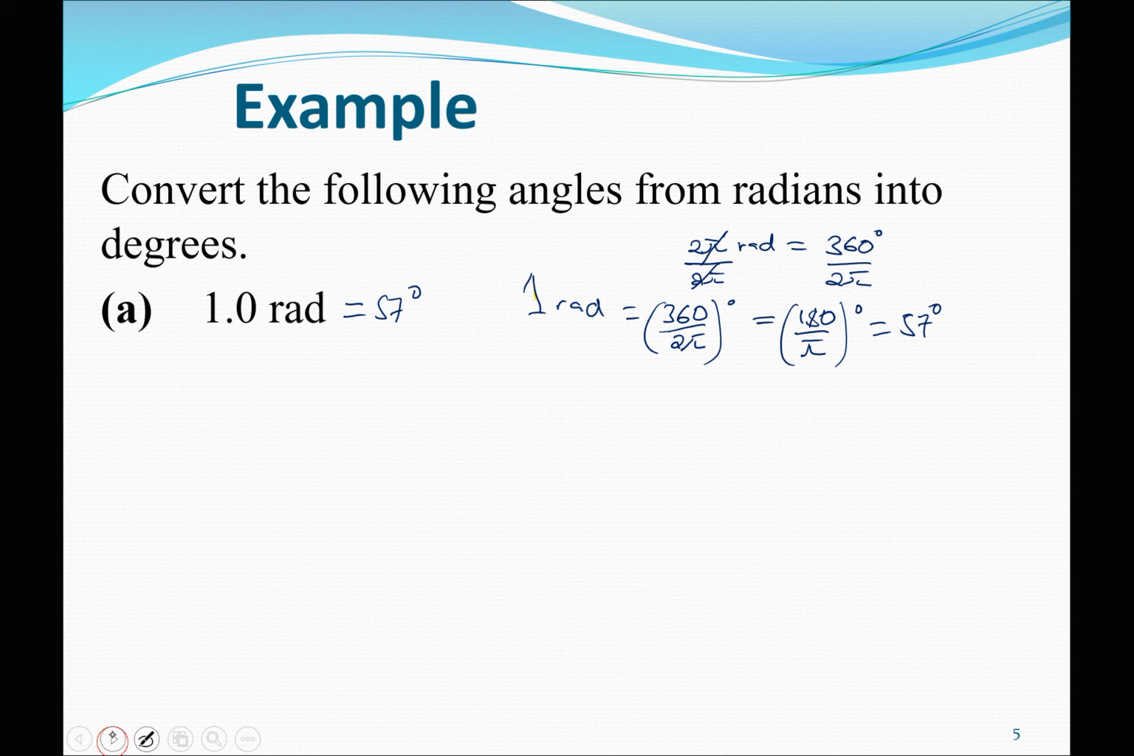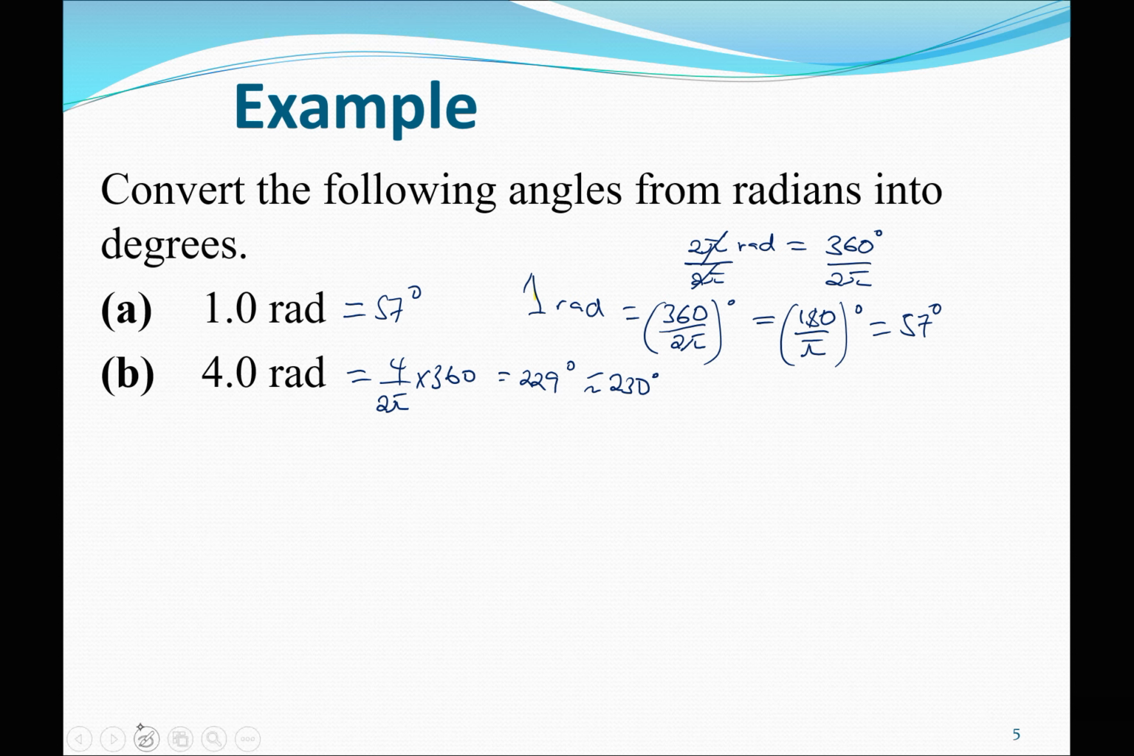Then part B, 4 radians. So 4 radians is simply going to be 4 divided by 2 pi times 360 degrees. So I'll just multiply this times 4. And this is 229 degrees, which is approximately 230 degrees.